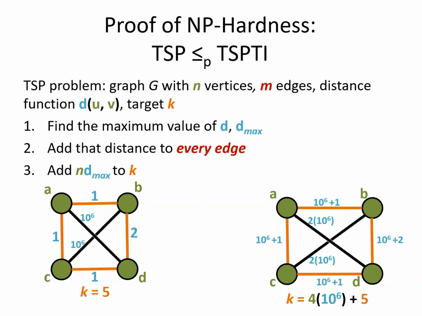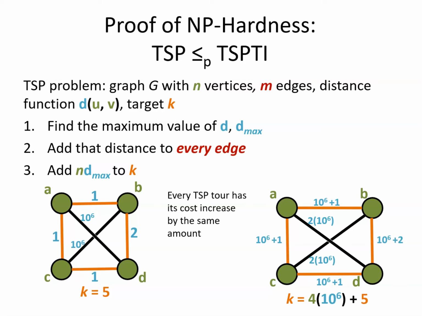Finding the maximum edge distance is proportional to both the number of edges and the number of digits in our biggest integer in the problem, both of which are part of our problem input. Adding this to every edge again takes time order the number of edges. And finally, adding this particular number to create k is just a simple individual computation. Now we observe 2 properties doing this.